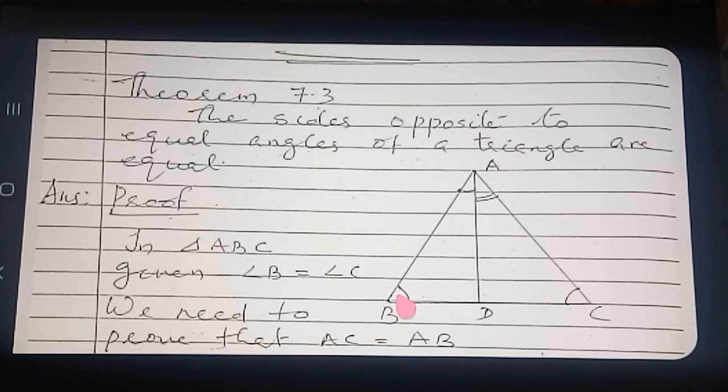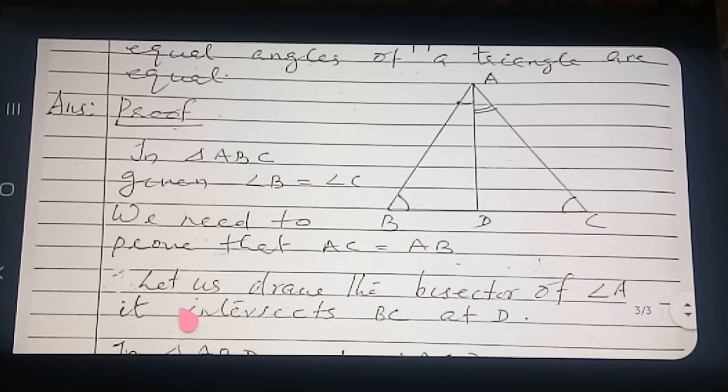The meaning is, which angles are equal given? Angle B and angle C are equal given. What we want to prove? We want to prove that AC and AB are equal. If these angles are equal, its opposite sides are equal. What is the opposite side of angle B? AC. What is the opposite side of angle C? AB. Clear? That will be the proof. Listen, very simple to understand. Previous proof you have done, same way only we are doing.